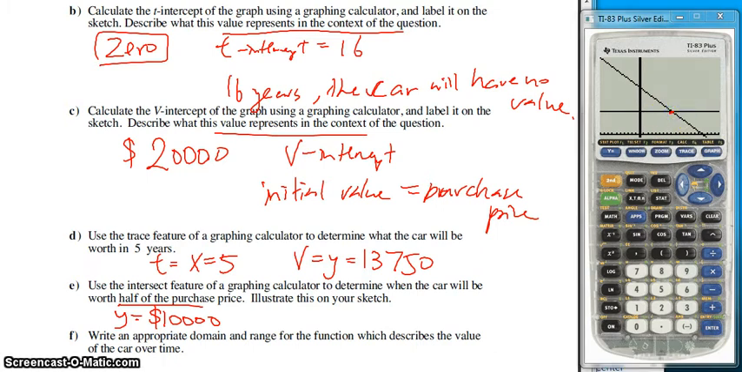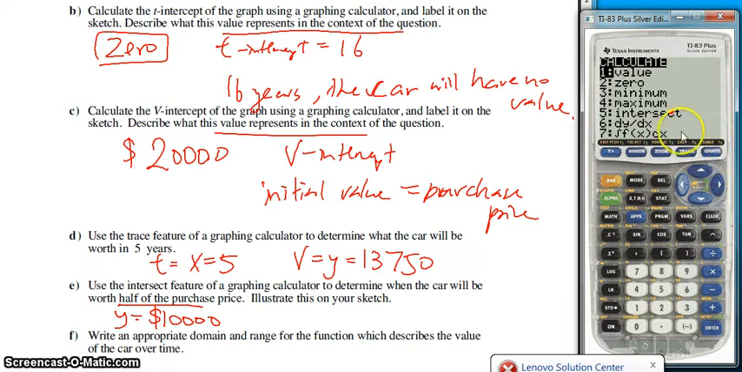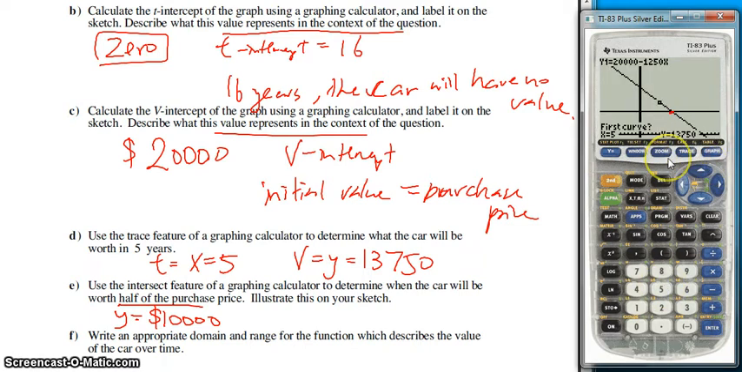The calculator can help you find that point by doing something called intersect: second function, calculate, intersect. Intersect needs two equations. Since you only have two equations, the first curve, it will always find y1 for you. You just hit enter. The second curve, it will find y2 for you. Just hit enter. So you just hit enter, enter, enter, and that's the answer. The intersection at 8 gives you 10,000, which means time x equals 8, so 8 years later, the car will be half of its price.